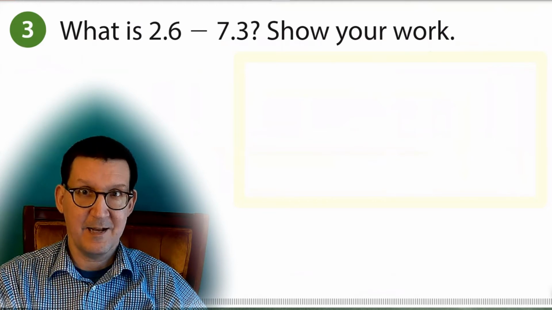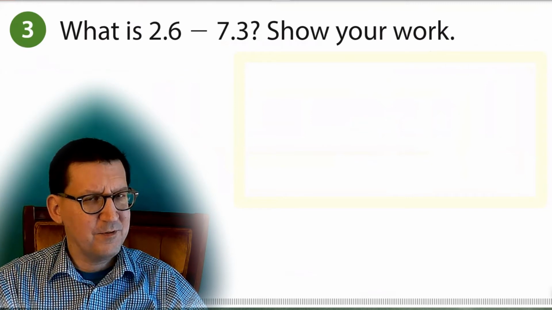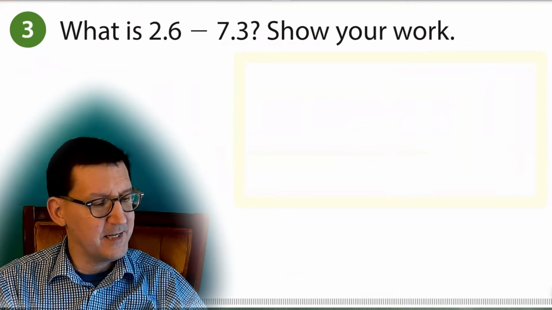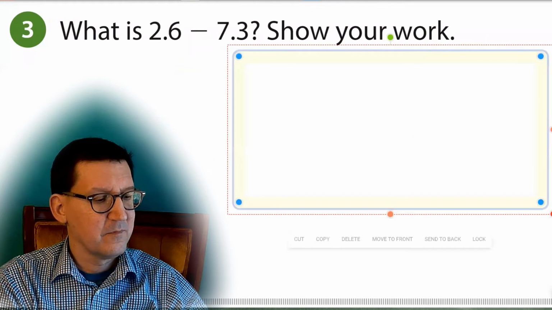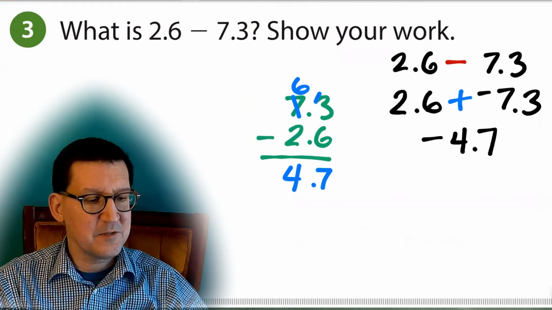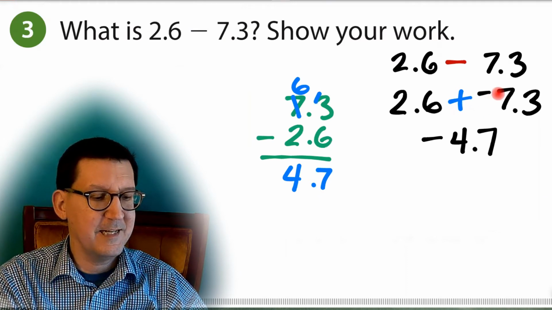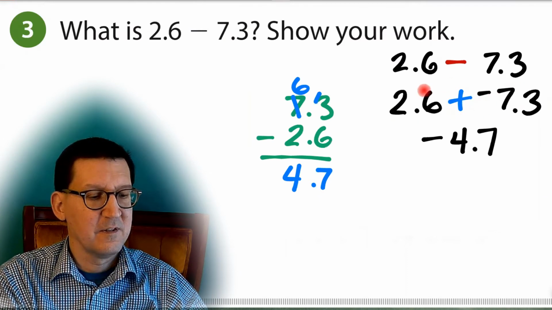All right, I'm back. How'd it go? So 2.6 minus 7.3, that's a pretty simple subtraction problem. Let's make it into an addition problem. To do that, we have 2.6 minus 7.3. We make that into 2.6 plus a negative 7.3, right?